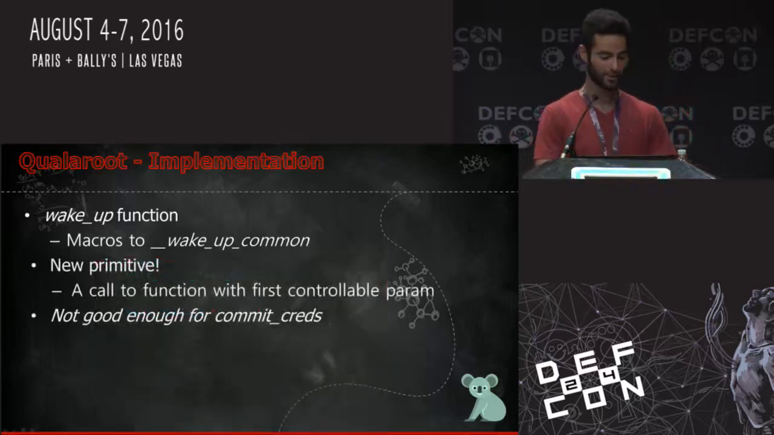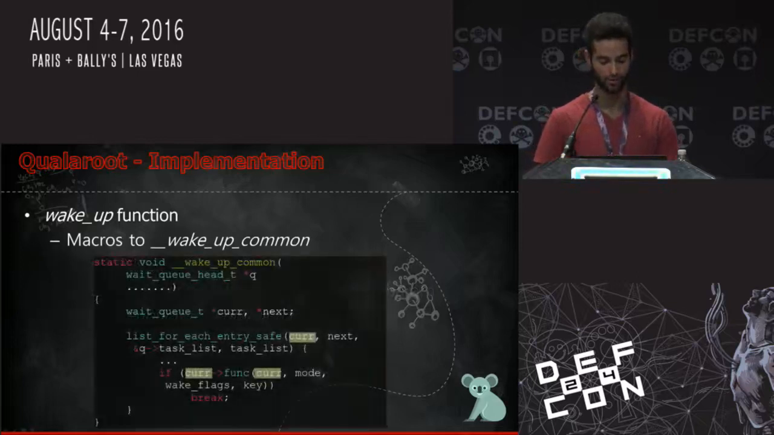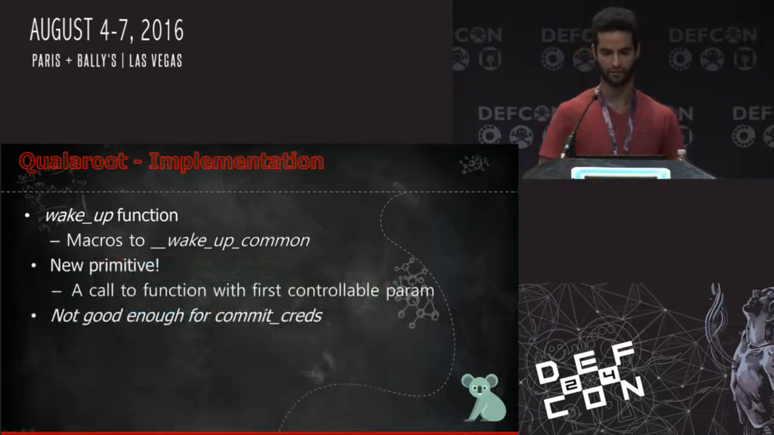So a new primitive: a kernel function call with the first parameter controllable. However, it's not good enough for commit_creds. Commit_creds, for those of you who don't know, is a kernel function that allows you to change your current credentials. Now, since we control most but not all of the first parameter, we can't call commit_creds, because we want full capabilities. That's because the kernel address is a part of the first parameter. So if you want to control the accurate kernel address, we cannot control 100% of the first parameter.